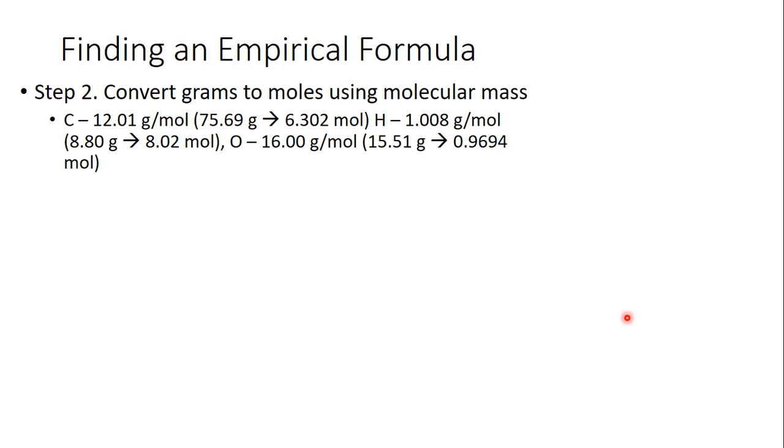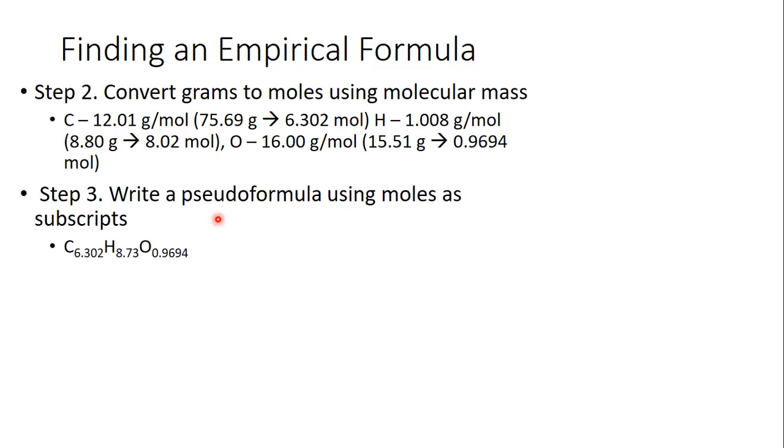Now the second step is to convert grams to moles using the molecular mass, like we talked about before. The molecular mass of carbon is 12.01. So with 75 grams, we would get 6.302 moles. Hydrogen, we would get 8.02 moles. And oxygen, we would get 0.9694 moles.